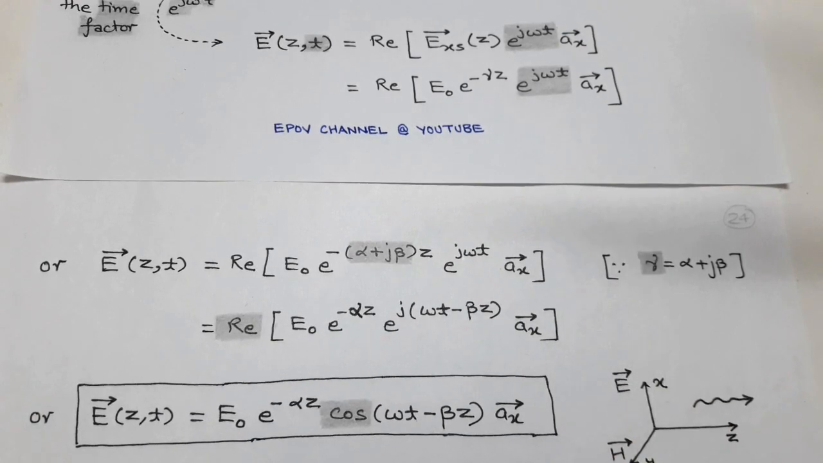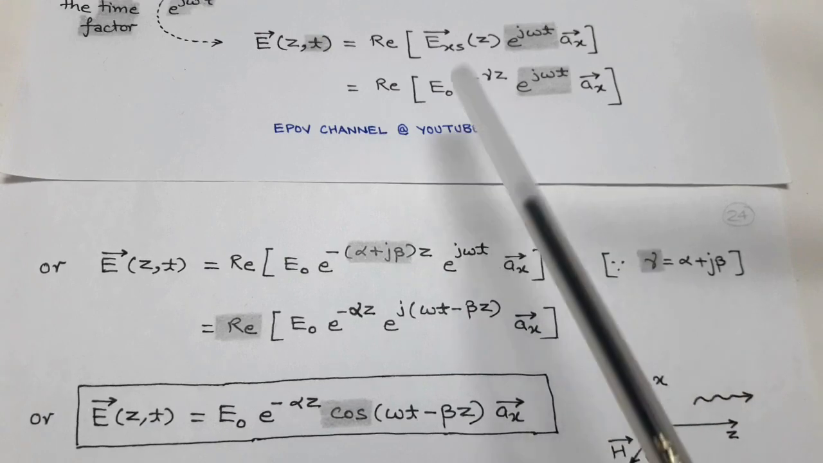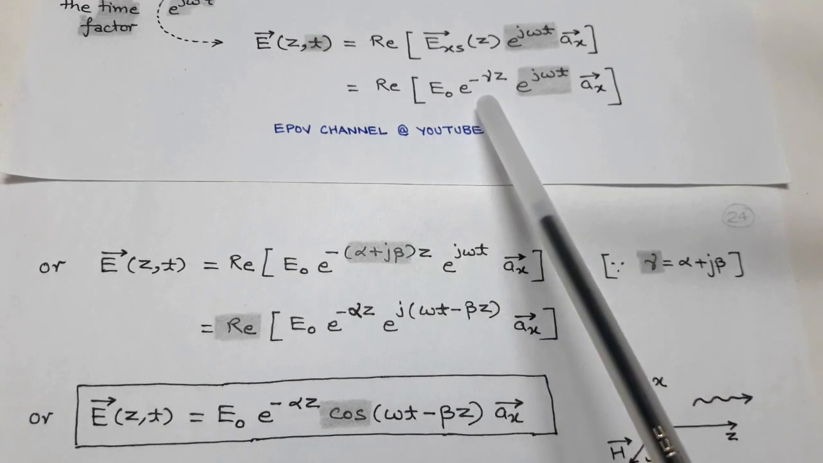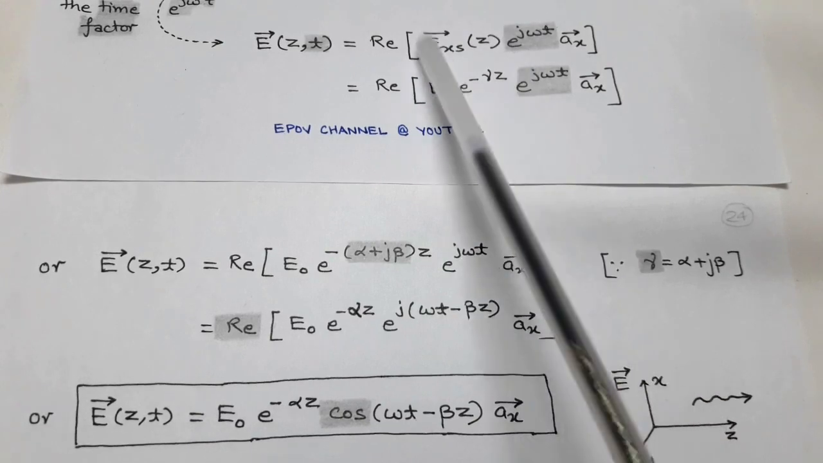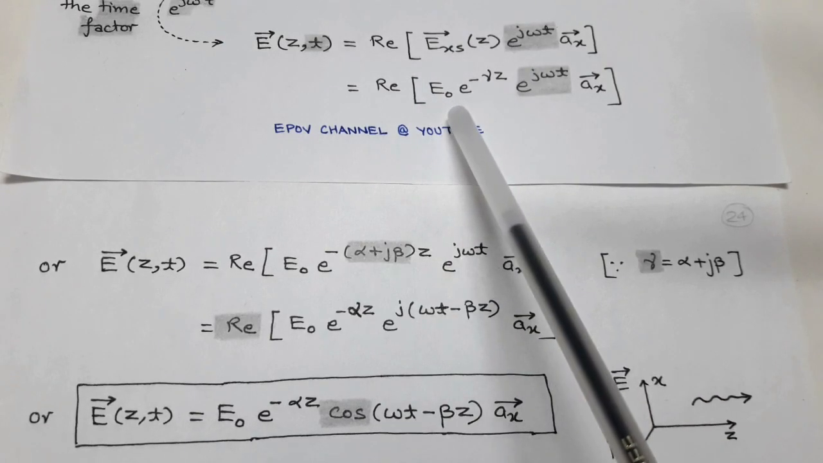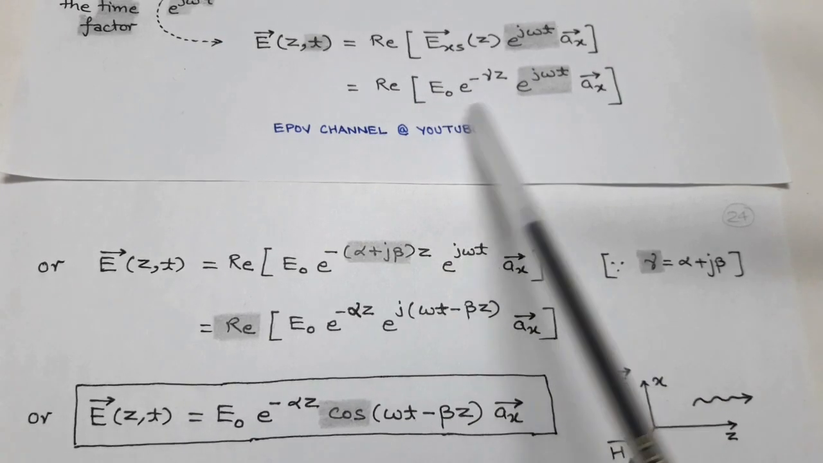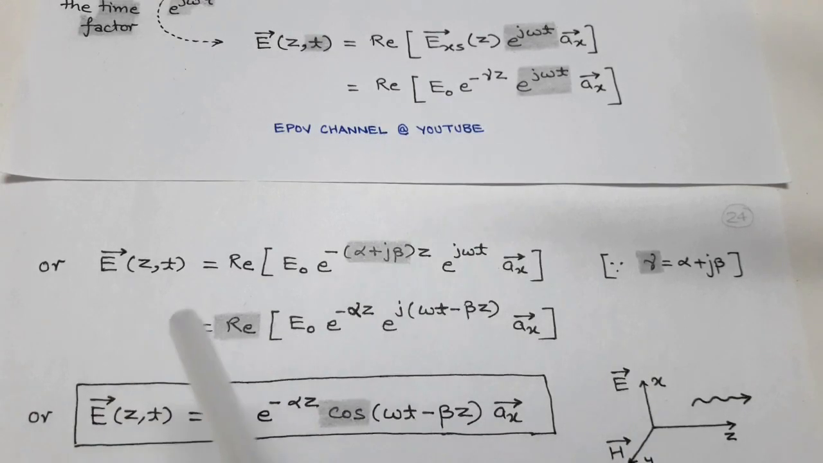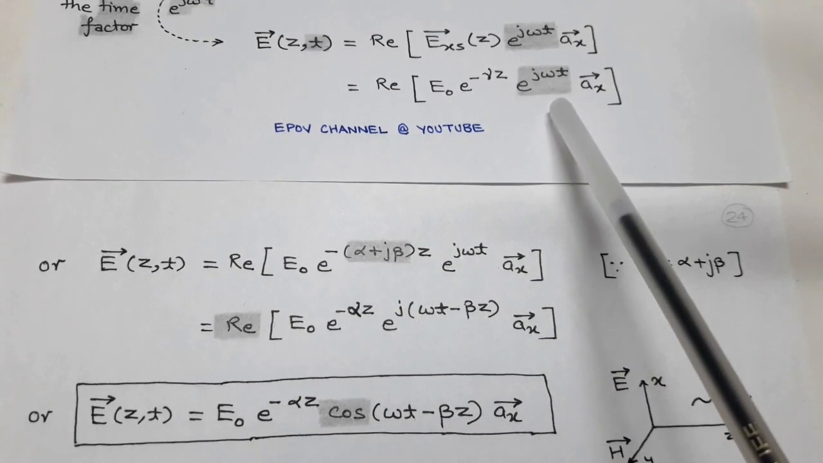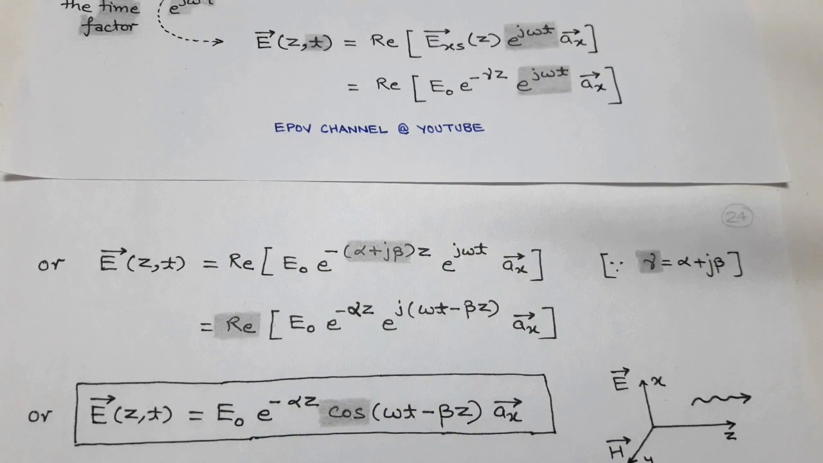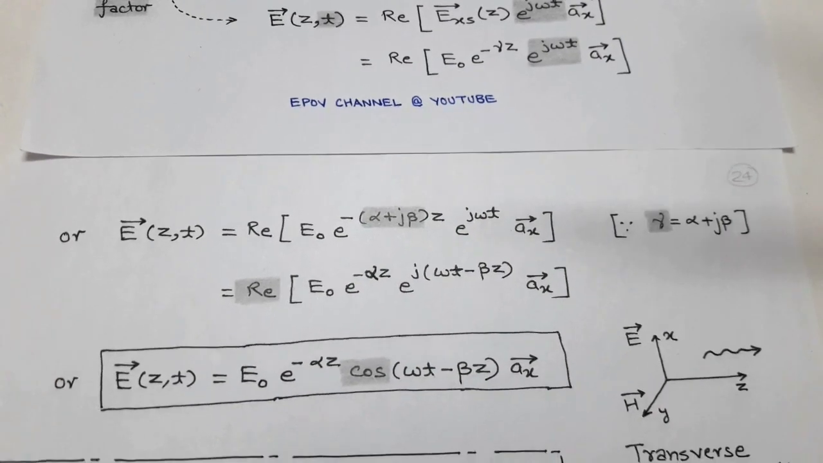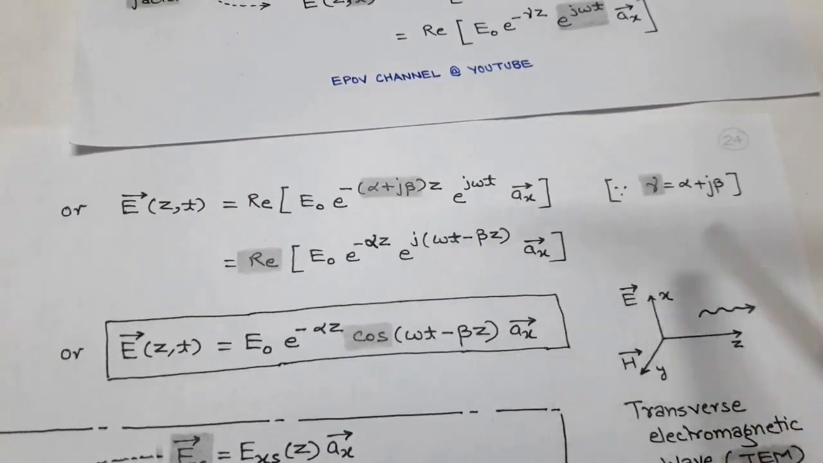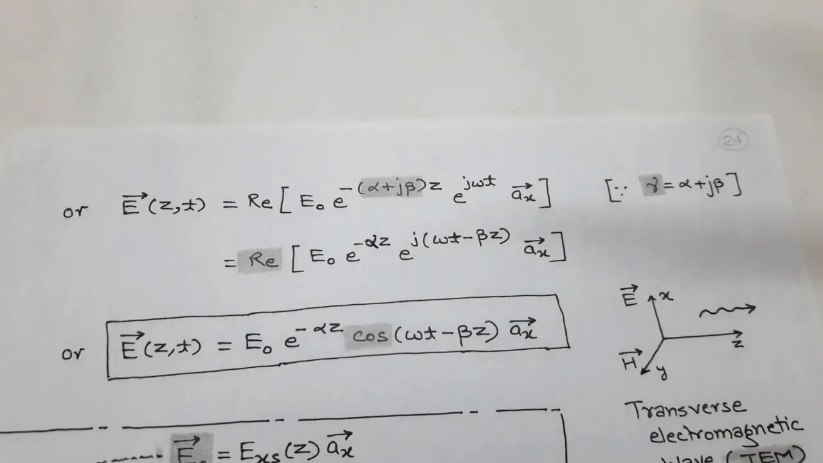Now in place of vector E, we can write E naught e to power minus gamma z. Here E naught is the amplitude of the electric field in the case of forward propagation, and there is an exponent term, that is the time factor term, e to power j omega t. Now we put the value of gamma, that is alpha plus j beta, and open the bracket according to real part and imaginary part.